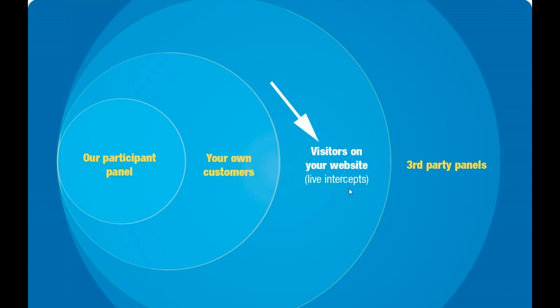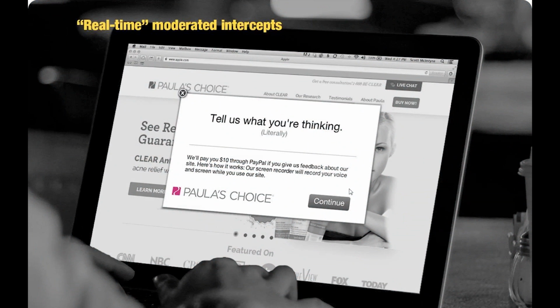The way that this works in more detail is that we give you a line of JavaScript that you put on your site, and then a small percentage of visitors will see an invitation pop up. I'll just show you an example here. This is an example of a pop-up screen that someone might receive on Paula's Choice. On this pop-up, they'll be offered an incentive, so you can choose how you want to compensate people for their time. And then, if you would like, they will answer some screening questions just to make sure that you're reaching the right target audience.